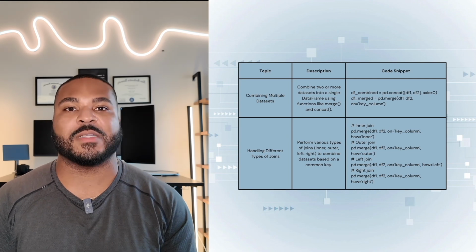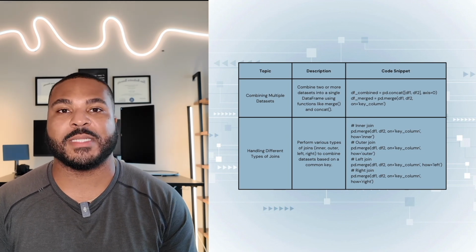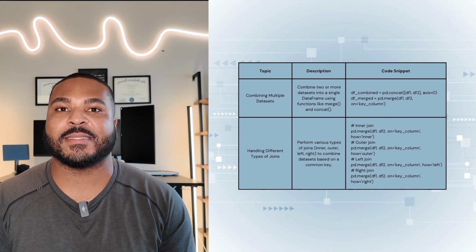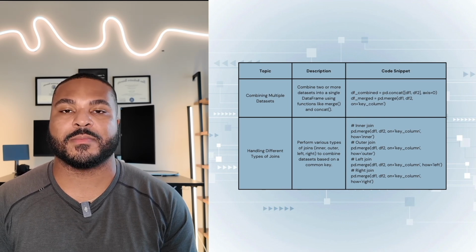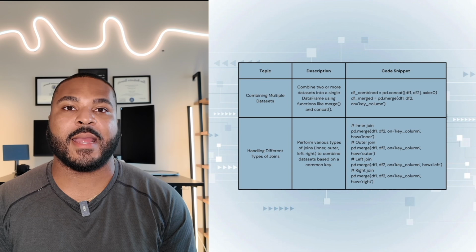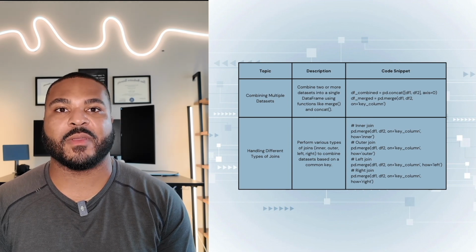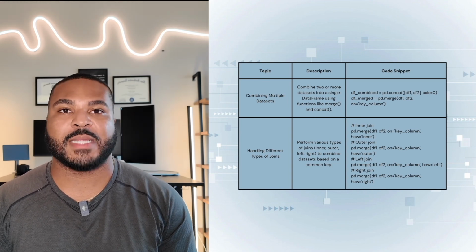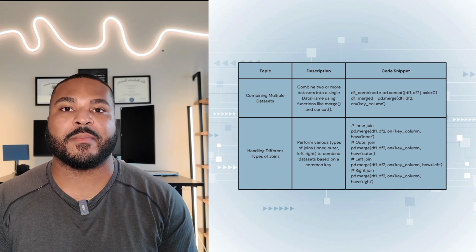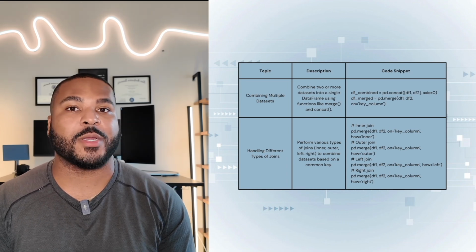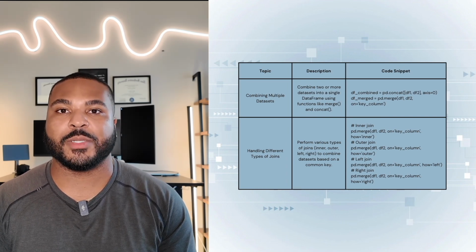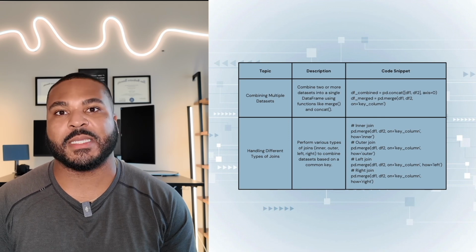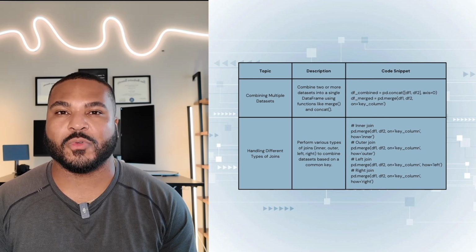The concat function is used to concatenate 2 or more data frames along a particular axis, on the rows or columns. So in this code snippet, the code concatenates data frame 1 and data frame 2 along the rows, which is axis equals 0, resulting in a combined data frame. The second option is the merge function, and this is used to merge 2 data frames based on a common key column. It's similar to SQL joins.